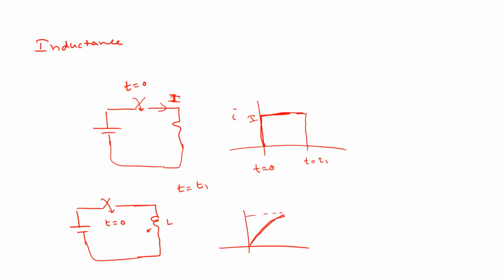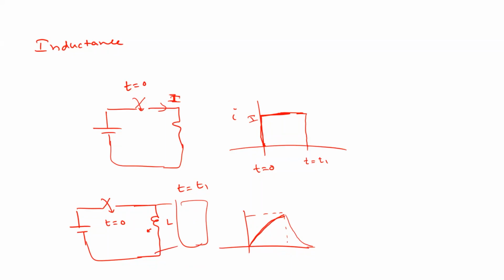Similarly, if the current is reaching 0 when you switch off at some t equal to t1, what will happen? Instead of reaching 0 instantly, it takes its own time to reach 0. So this is the property of inductance.